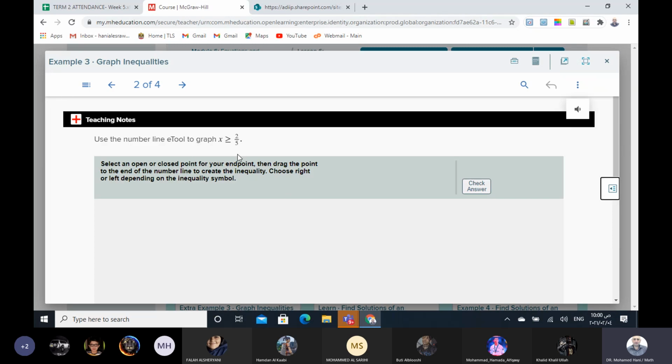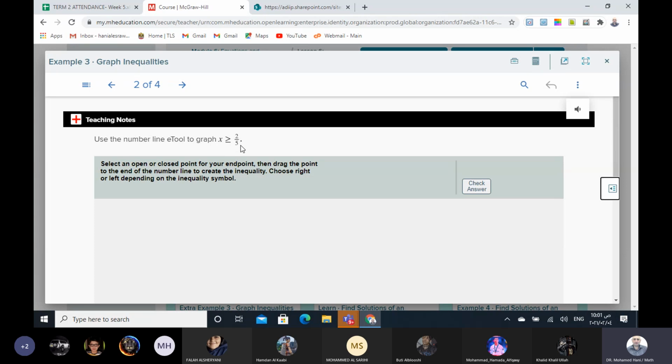Now we have this problem. As you see here, we have this inequality: x greater than or equal. Here we have equal in the sign. It means this value is included in the solution.